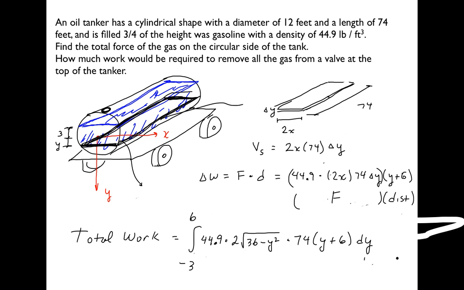Is that what you got? Okay, here's the total work. Force times distance. D is the distance it has to travel, not depth. So the force is volume times weight density. So 44.9 times the volume, which is 2x. X is the same as before, square root of 36 minus y squared, times the little change in y, that's part of the volume. And then times 74, that's part of the volume. And then y plus 6 now is the distance each layer has to move, all the way to the top. And then from negative 3 to 6.